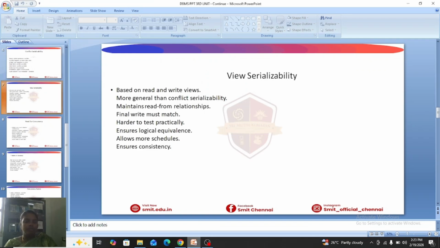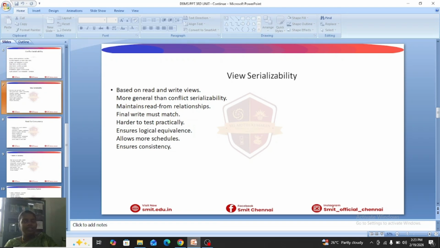Moving on to view serializability. Actually, it is a type of serializability based on view equivalence of schedules. The definition: a schedule is view serializable if it is view equivalent to some serial schedule. View equivalence: two schedules are view equivalent if they satisfy the three conditions.